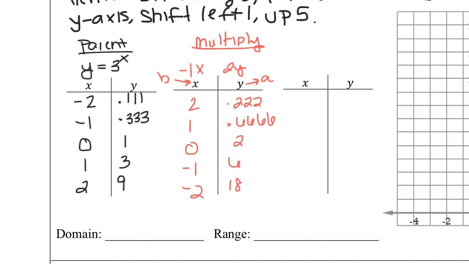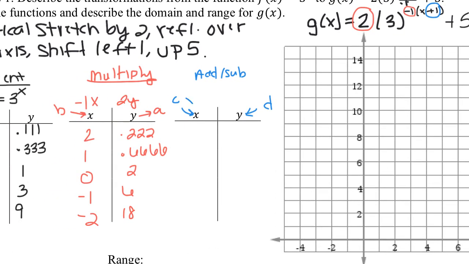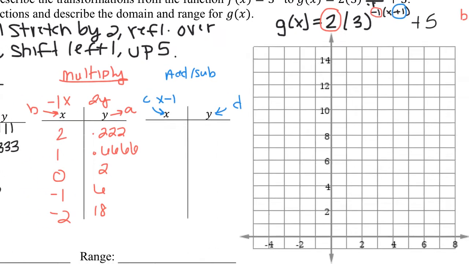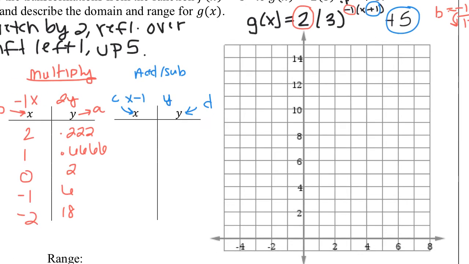And for my final table, to get my last transformation, this is the add subtract table. So your C value is what affects X, and the D value is what affects Y. So for C, I see that it says +1, but again, I need to go backwards. So instead of adding 1, I'm really subtracting 1. And for D, it's +5, and this is the one that you actually do what it says, Y +5.